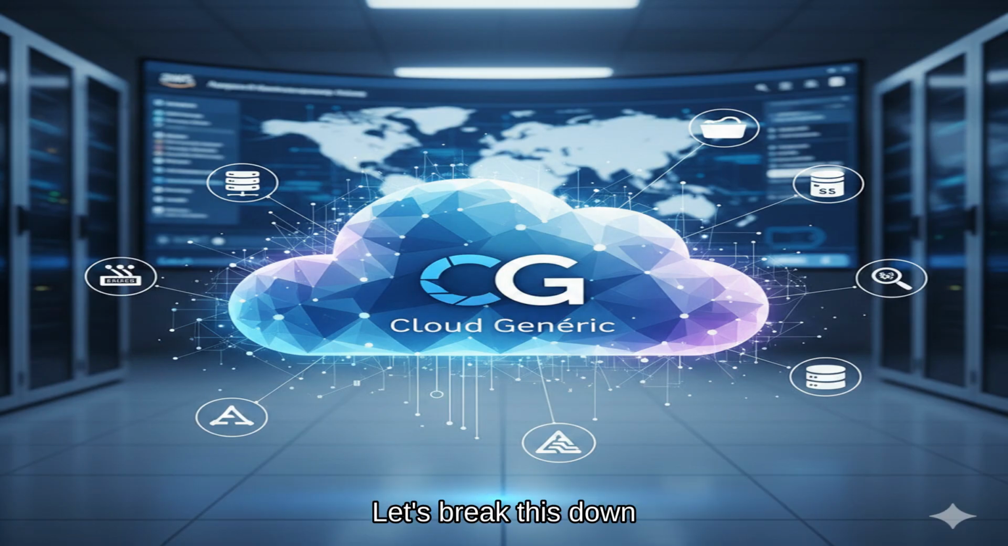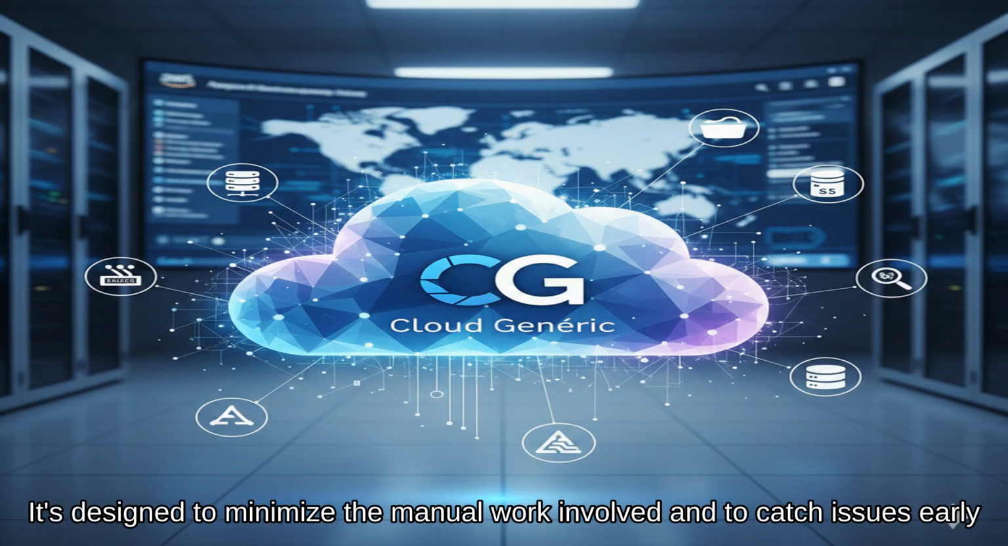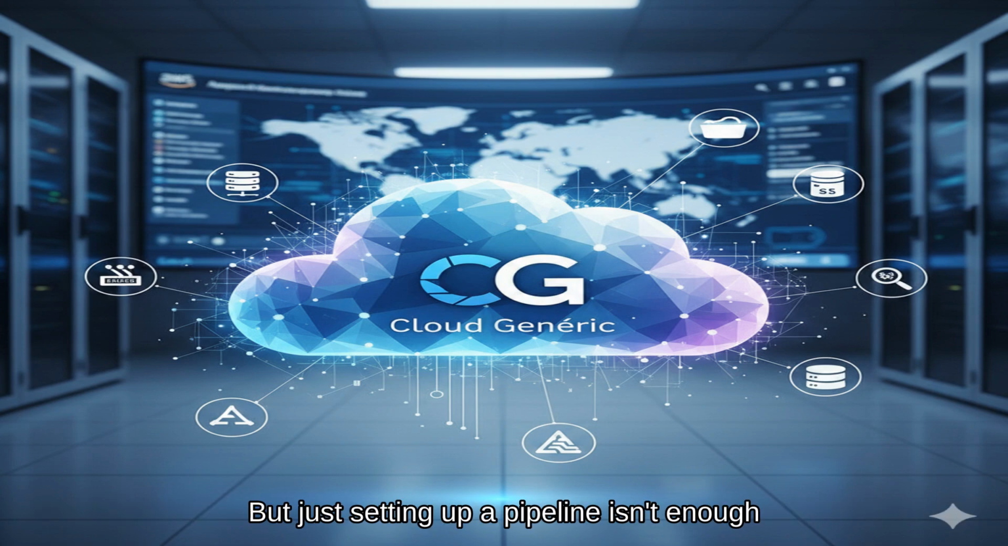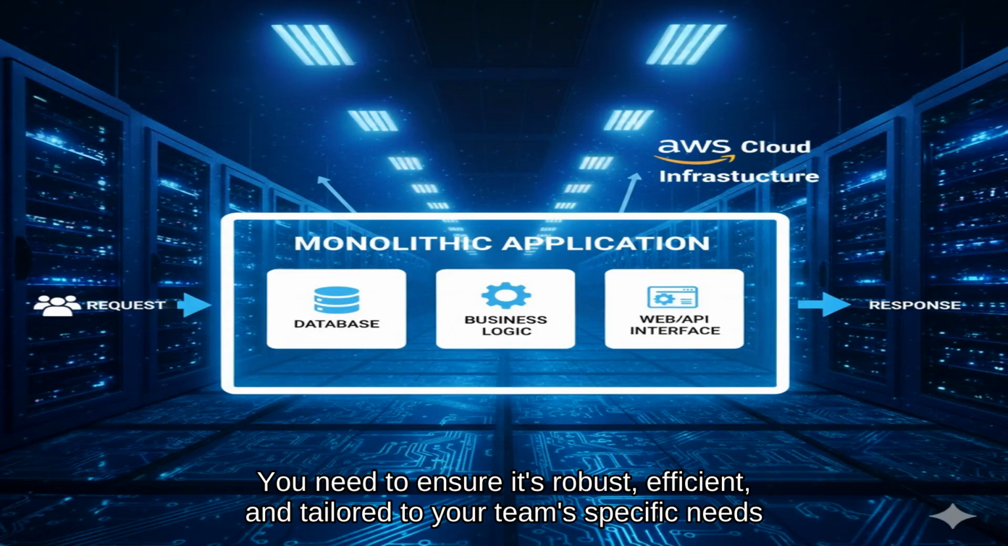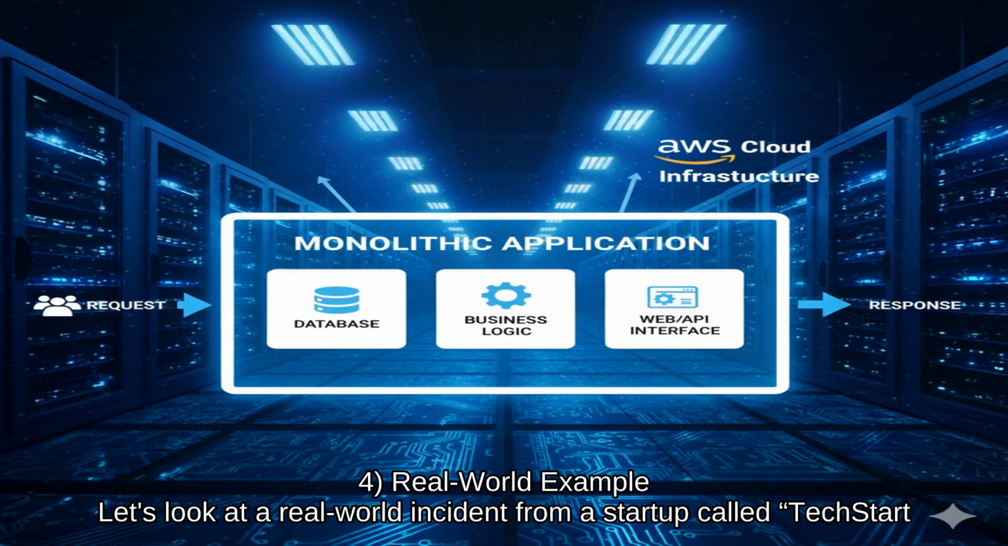Let's break this down. The simple explanation: at its core, a CI/CD pipeline automates the processes of building, testing, and deploying software. It's designed to minimize the manual work involved and to catch issues early. But just setting up a pipeline isn't enough. You need to ensure it's robust, efficient, and tailored to your team's specific needs. When these factors are ignored, the pipeline can quickly become a source of frustration.